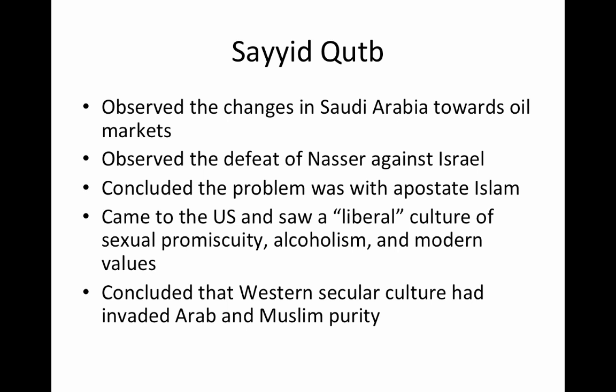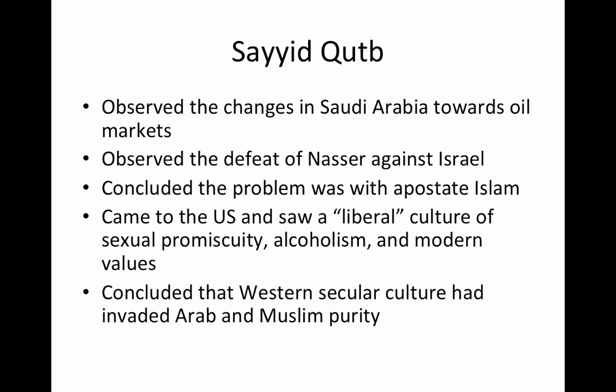This was then picked up again in the 1950s by a man named Sayyid Qutb. Qutb read Taymiyyah. He also read the writings of al-Wahhab, and he began making the argument that the problem was that Egypt and Saudi Arabia had turned too much towards oil markets. He then started to observe the defeat of Nasser against Israel. He concluded the problem was apostate Islam.